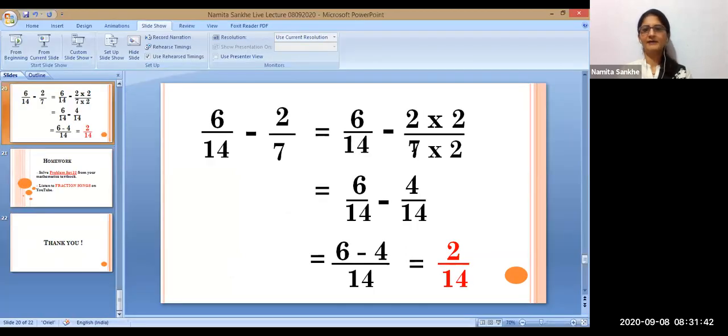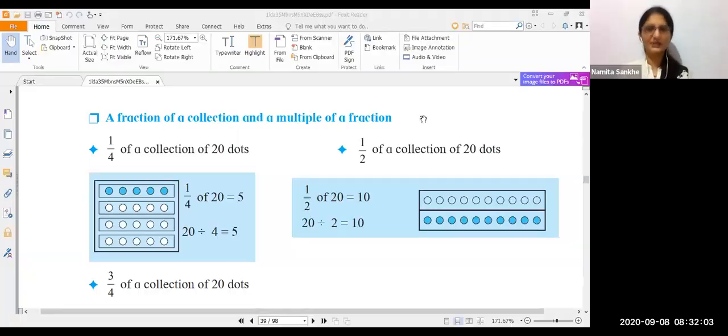Okay. I want to give you some homework, but before giving the homework, I want to share your textbook with you all so that we will cover one extra topic also. Now see here, children, a fraction of a collection and a multiple of a fraction. We have to learn this now.